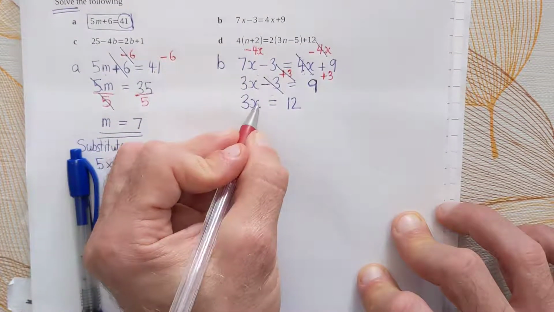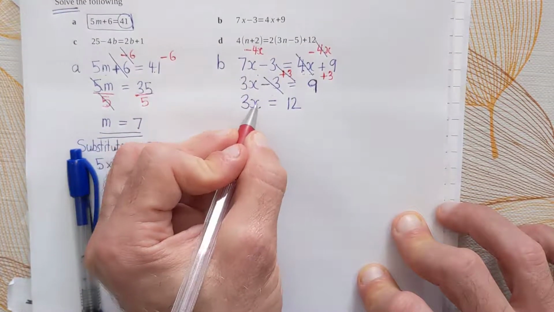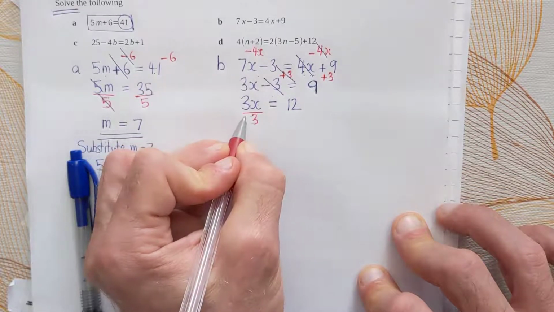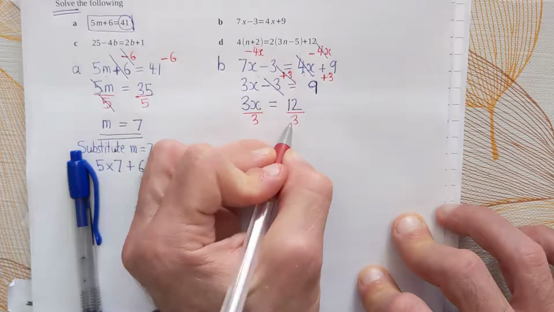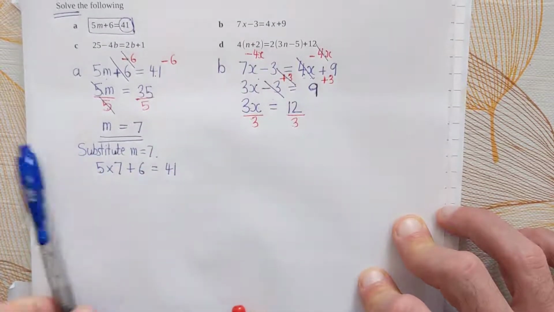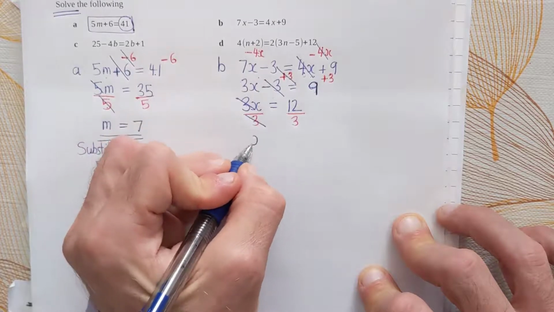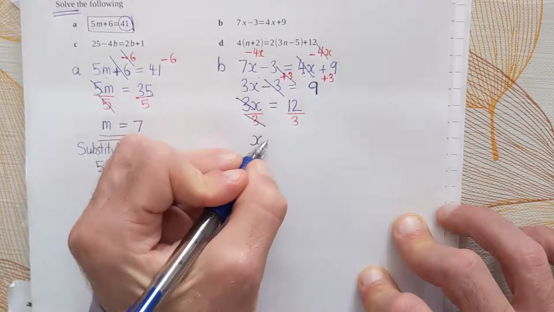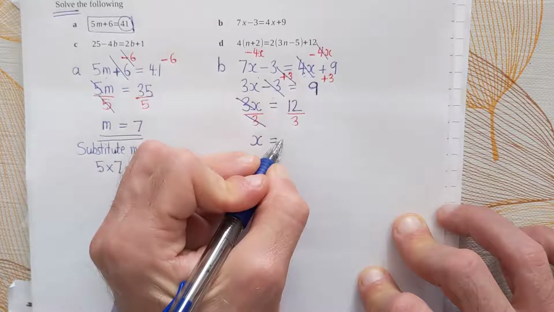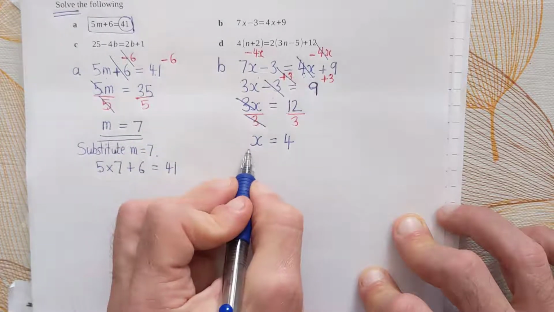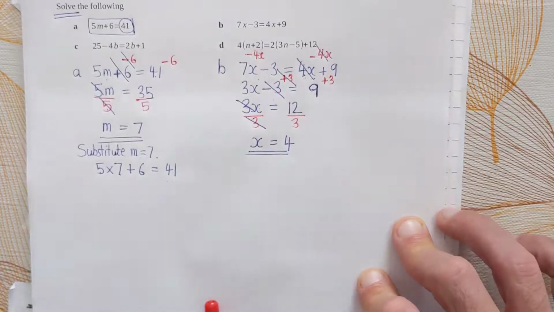Here we have 3 times x, or x times 3. You cancel times 3 by dividing by 3, both sides of the equation. So 3 divided by 3 leaves us with 1x. And on the right-hand side, 12 divided by 3 is 4. And that's our solution to the second equation.